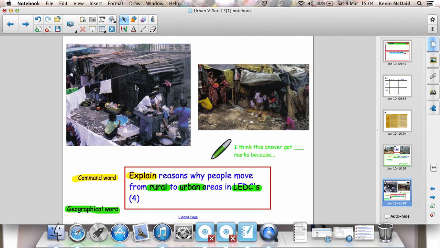Okay, so urban to rural migration, rural to urban migration, rural idyll. These are the three key terms that you have to understand. Push and pull factors in LEDCs and MEDCs as well. The reasons why people move from cities to rural areas in MEDCs, and the reasons why the opposite is the case in LEDCs.